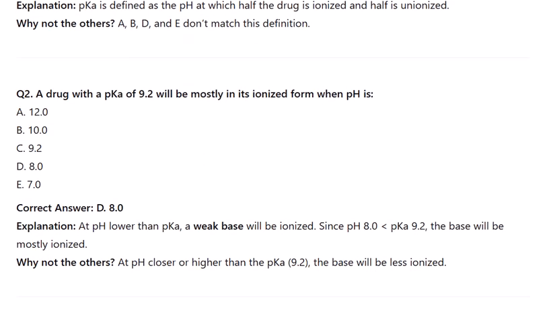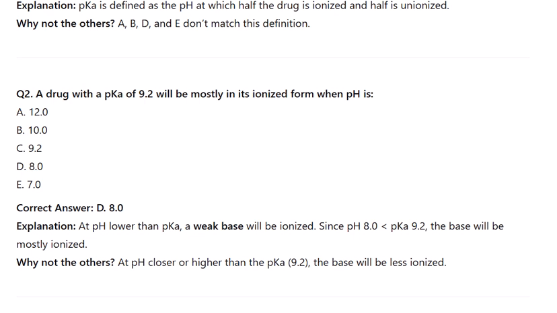Q2. A drug with a pKa of 9.2 will be mostly in its ionized form when pH is A. 12.0, B. 10.0, C. 9.2, D. 8.0. Correct answer, D. Explanation: at pH lower than pKa, a weak base will be ionized.